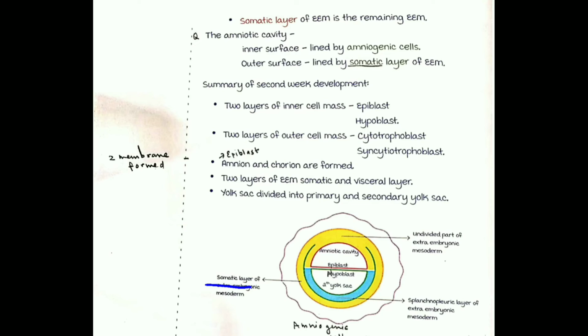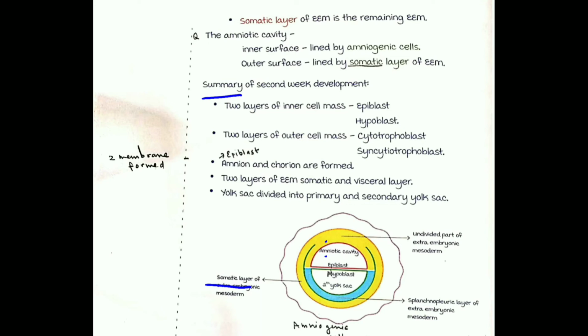So the extraembryonic mesoderm is divided into two: the splanchnopleuric layer, or the visceral layer, and the somatic layer. The amniotic cavity, this cavity, will have its inner surface formed by the amniogenic cells. And if we get a question like what is formed by the outer surface of the amniotic cavity, it will be this layer, which is the somatic layer of extraembryonic mesoderm. So that was about the second week of development.